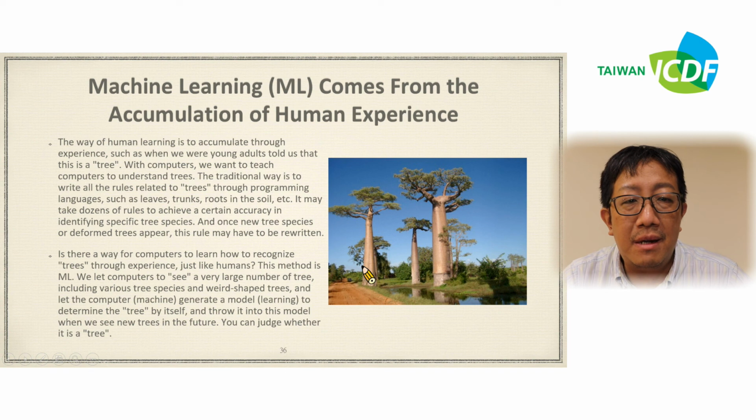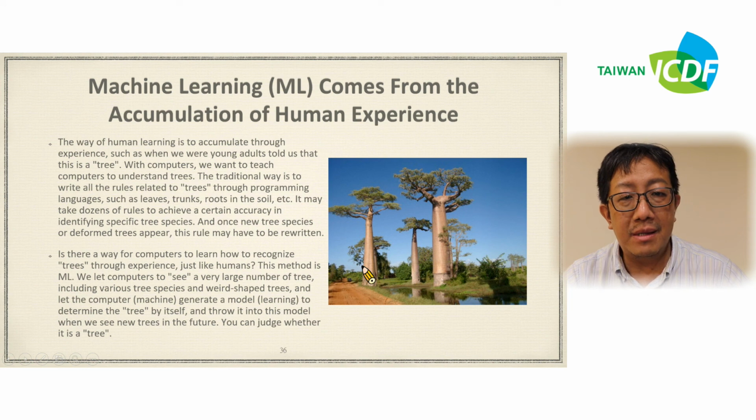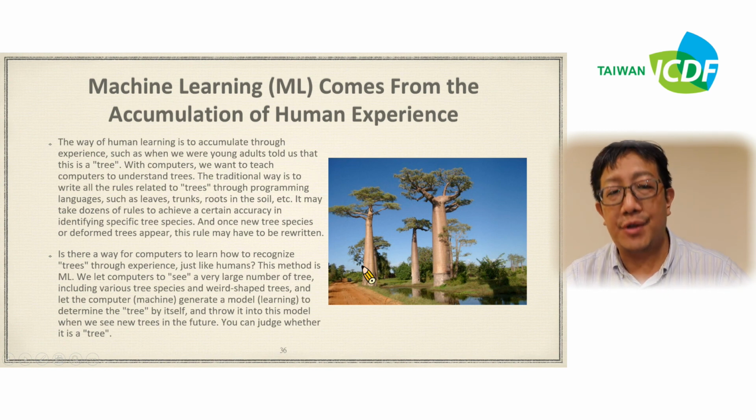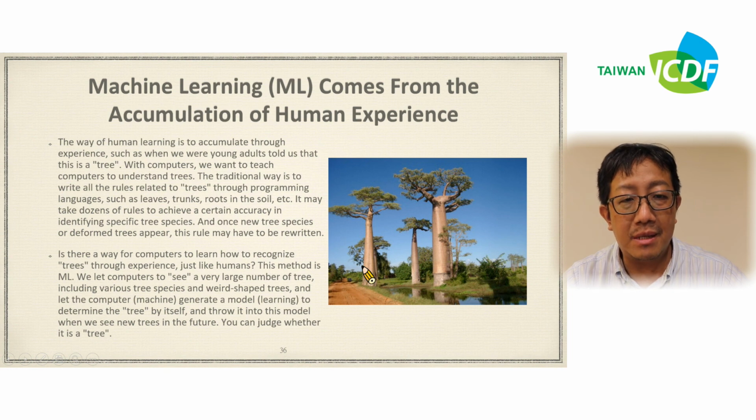So is there a better way for computers to learn how to recognize trees through experience, just like humans? The method is machine learning. We let computers see a very large number of trees, including various tree species and weird-shaped trees, and let the machine generate a model to determine the tree by itself. So that's the learning process of the machine, and we throw it into the model when we see new trees in the future. You can just judge whether it is a tree.